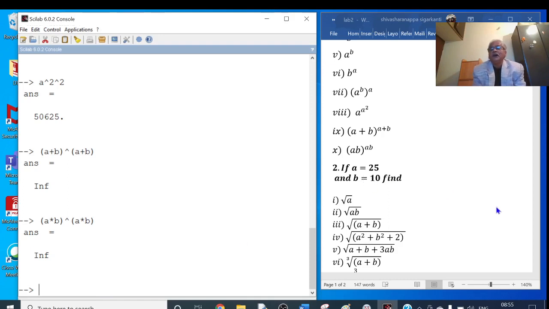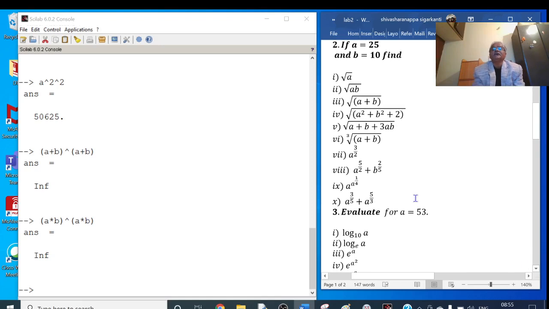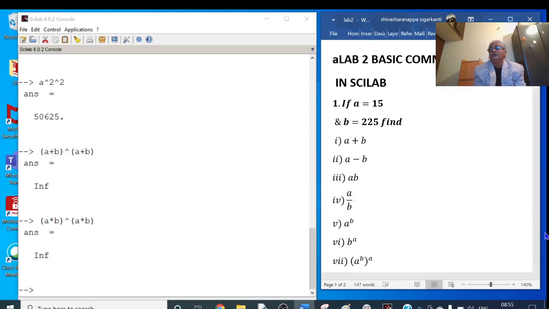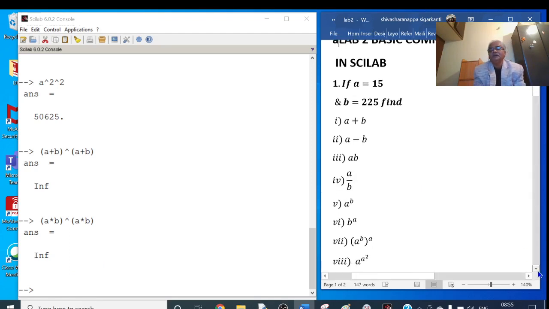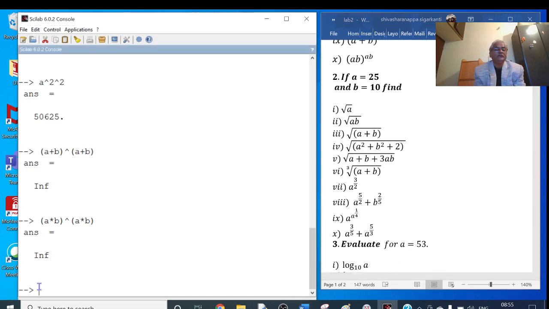Okay, and next execution, a equal to 25, b equal to 10. Next what I do here is I will reassign a equal to 25 and b equal to 10. Press enter button. So my new values are a equal to 25, b equal to 10.